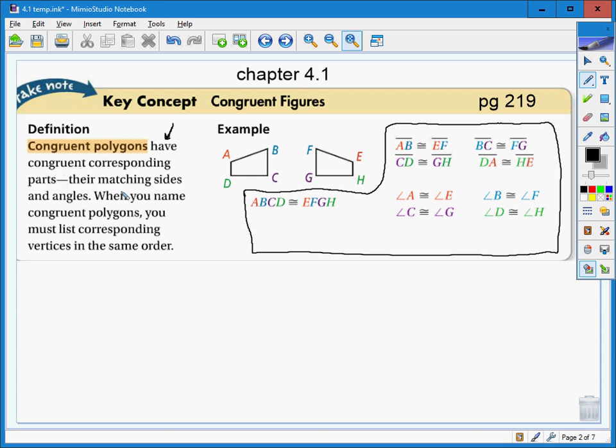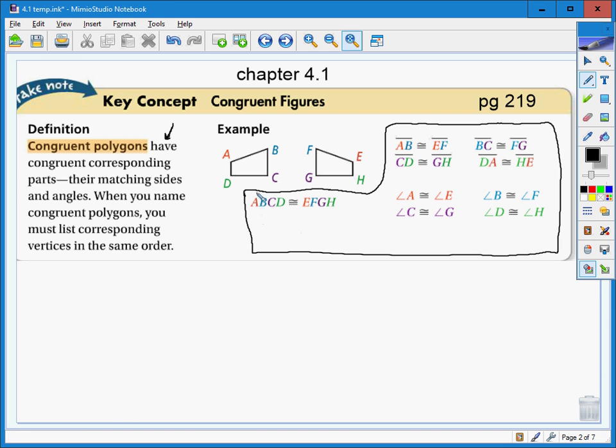They're matching sides and angles. When you name congruent polygons, you must list corresponding vertices in the same order. So they use a bunch of other math words in there. It might get confusing. Here's what's important to know: if they tell you two polygons are congruent, the order that they've given it to you in had to have lined up.